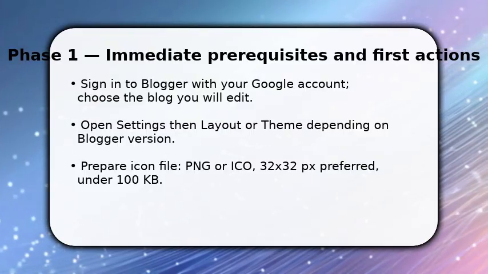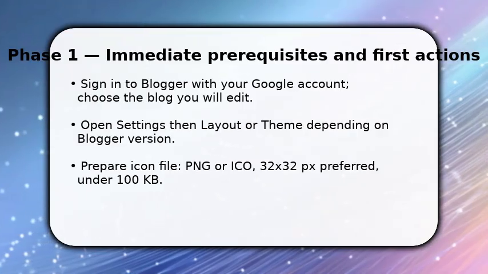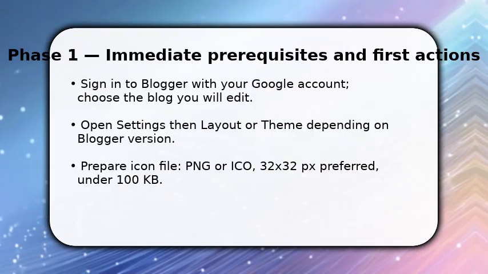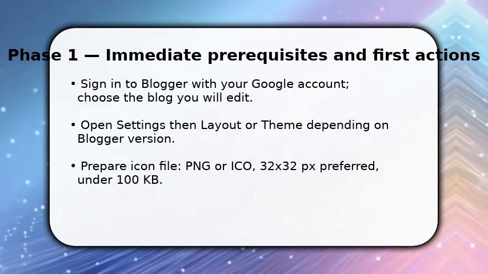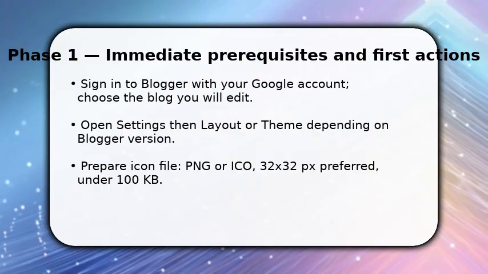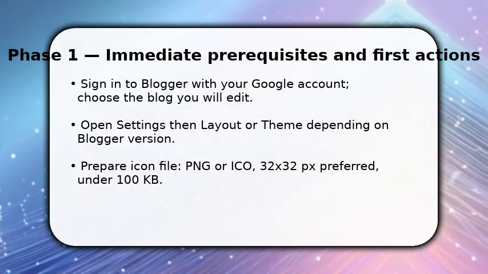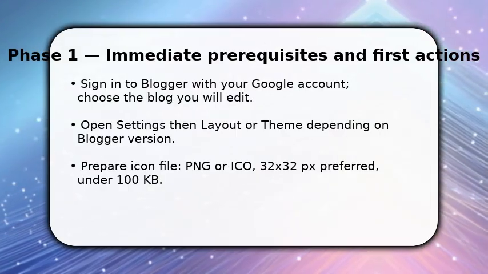You're signed in and ready. Open the Blogger dashboard and pick the blog you want to change. Once done, go straight to Settings or Theme. Some versions show the favicon control under Layout. Make sure you already have a PNG or ICO file sized 32x32 pixels and under 100 KB.